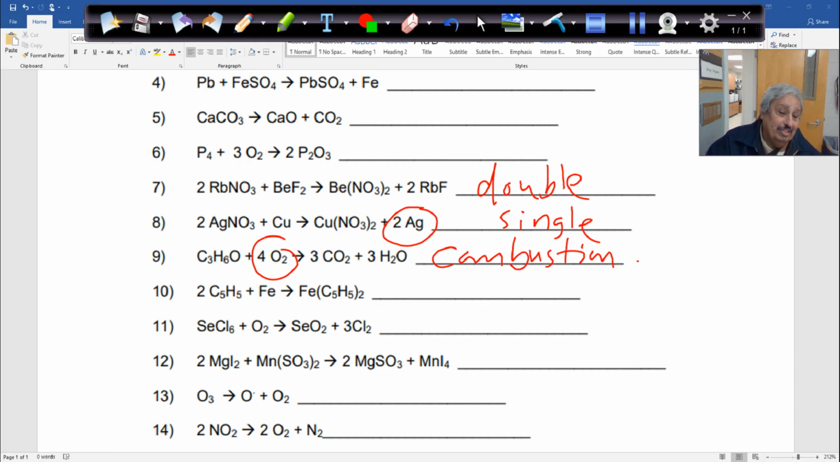So how about number 10? I will stop at 10 and 11. What do we call this? Combination, correct? How about 11?